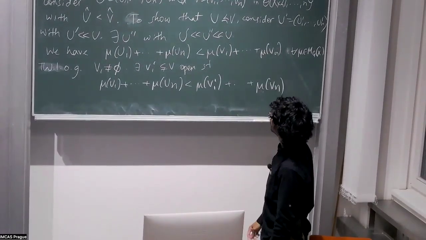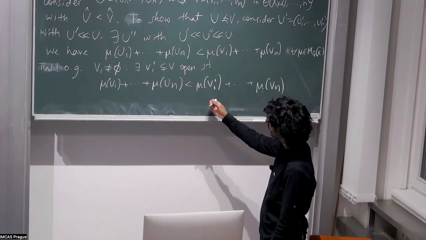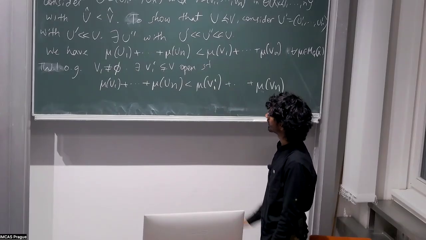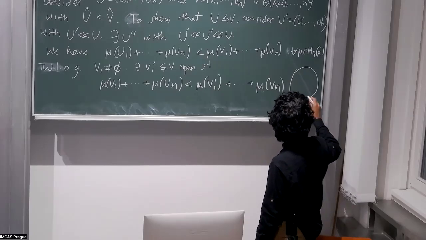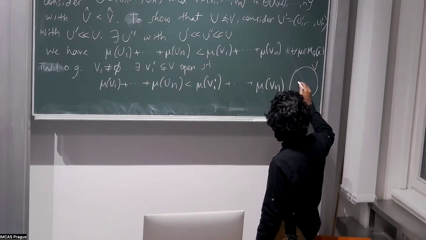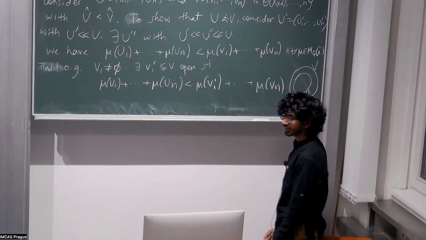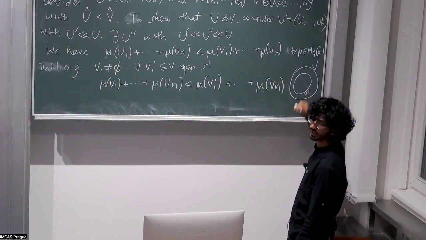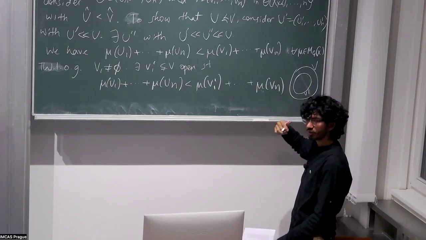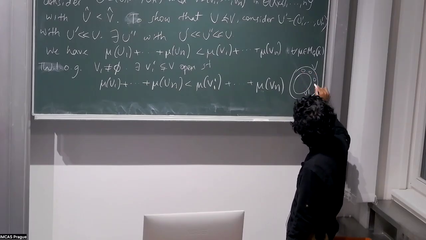As V1 is non-empty, it has positive measure. So I can shrink it just a little bit and still have this relation. Let's say this is V, and I shrink it just a little bit. I get V1, and I can do this in such a way that the closure of V1 is still strictly contained in V. And because I'm in a compact metrizable space, I can find open sets all over here.